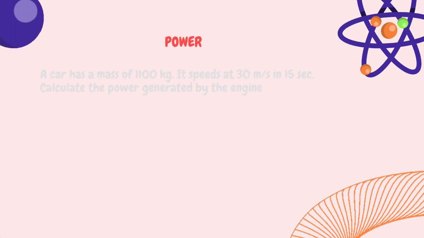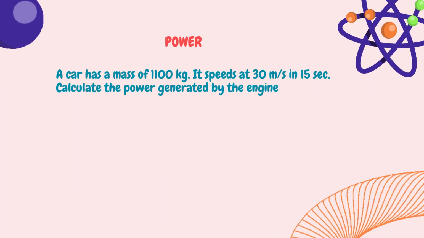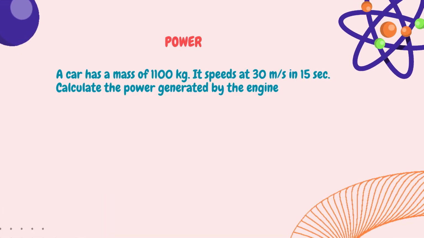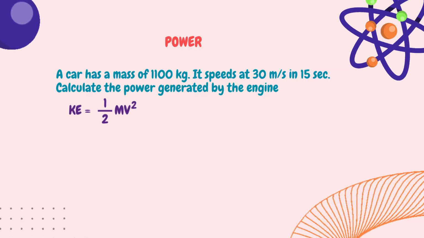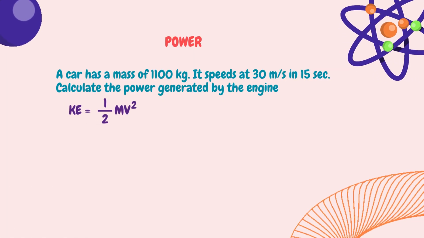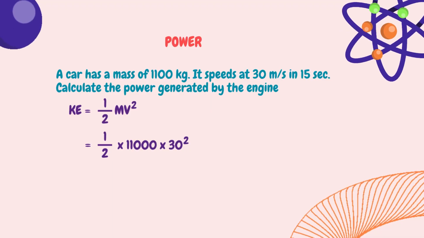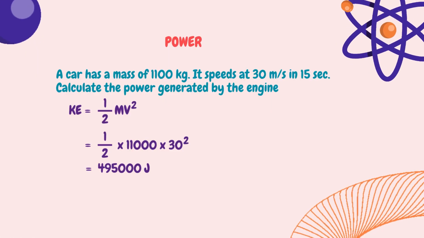Another example, a car has a mass of 1,100 kg. It speeds at 30 meters per second in 15 seconds. Calculate the power generated by the engine. First, we need to find the kinetic energy of the car. Kinetic energy is equal to half times mass times velocity squared. The mass given is 1,100, and velocity is 30 squared. This gives 495,000 joules as the kinetic energy of the car.